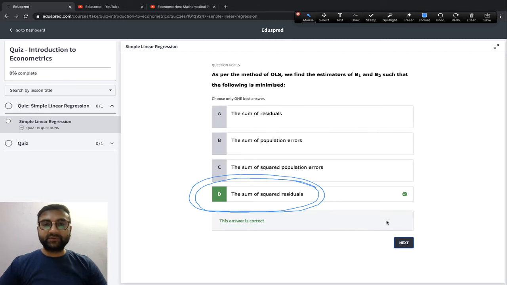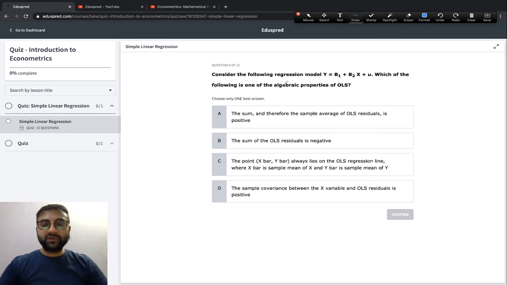Consider the following regression model, y equal to beta 1 plus beta 2x plus u. Which of the following is one of the algebraic properties of OLS? First of all, note that you can have different words over here. So in some textbooks, they also write mechanical properties of OLS. In some textbooks, they also write useful results of OLS. Okay, so you can see these terms as well. So algebraic properties of OLS, mechanical properties of OLS, or useful results of OLS.